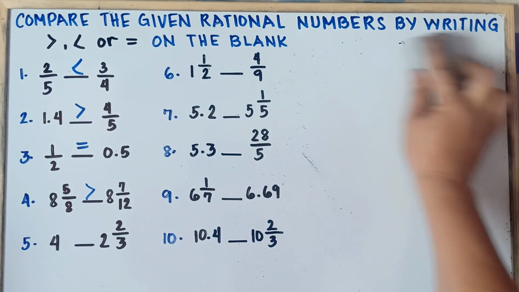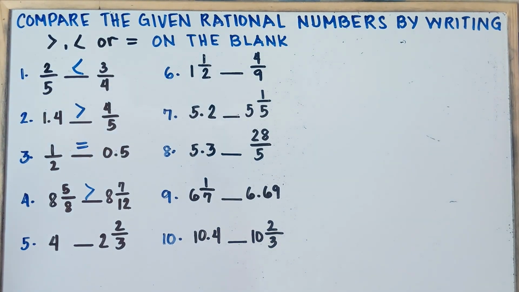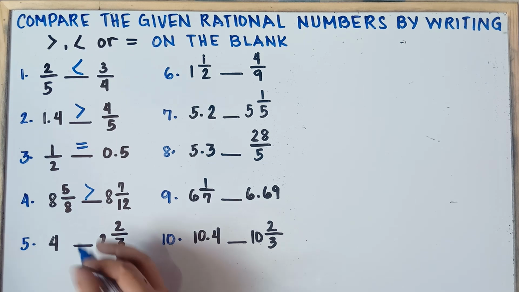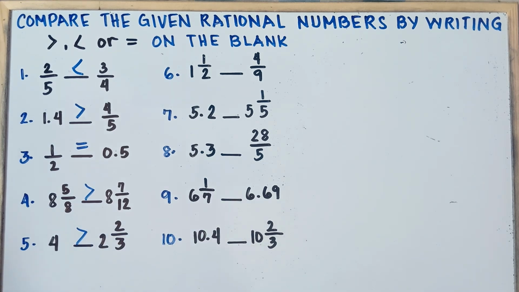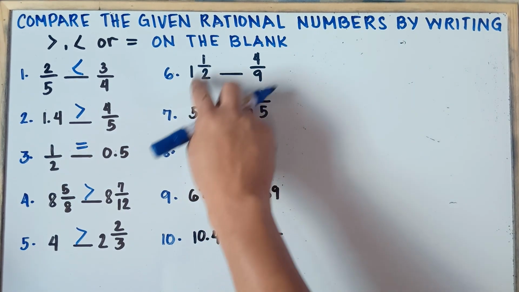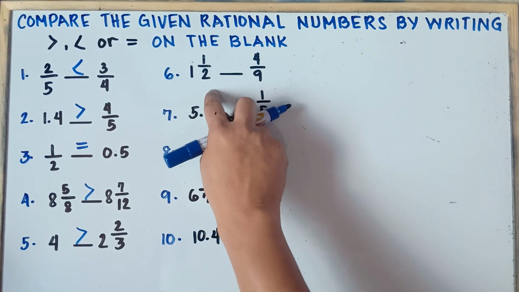Alright, so number 4. So whole number 4, and then we have whole number 2. Therefore, class, automatic, this is greater than this one because this is just 2. The whole number is just 2 and this is 4. So this is greater than number 6, class. Once again, you have a proper fraction and you have a mixed number, a whole number together with fraction. Therefore, this is greater than this one.